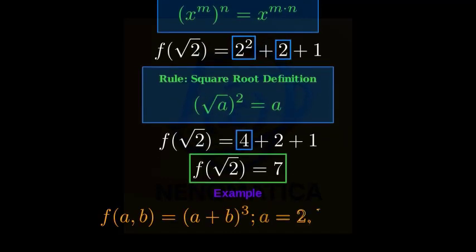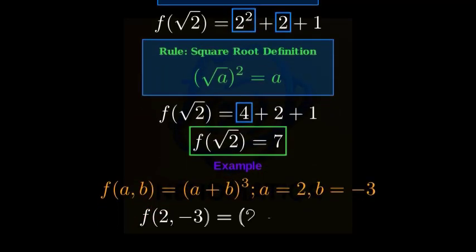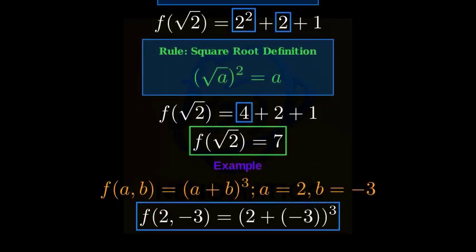Here, we have a function f of a and b that equals the quantity a plus b, all cubed. We need to evaluate this function at the point where a equals 2 and b equals negative 3. To evaluate this function, we'll substitute the values of a and b into our function. So we get f of 2 and negative 3 equals the quantity 2 plus negative 3, all cubed.